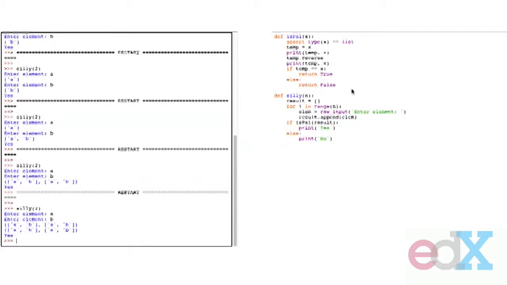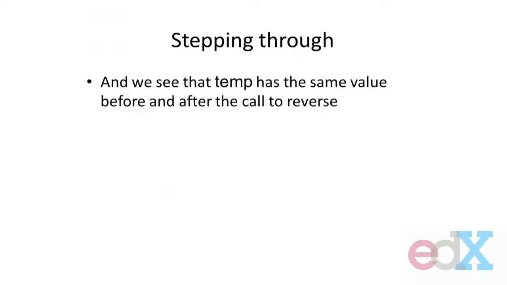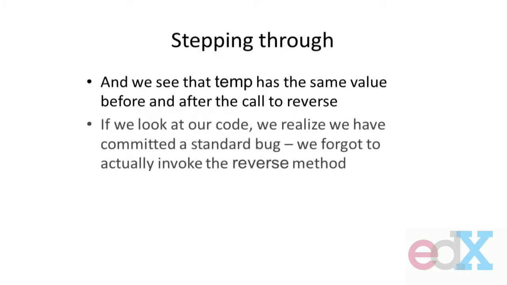Now I get two print statements out, and notice they're giving me the same thing. And this tells me something very nice. It says that somehow the reverse call is not doing the right thing, right? I've printed here, I've printed there. In both cases, temp and x are exactly the same, and yet temp should have been reversed by that call. So that says that must be where the bug is.